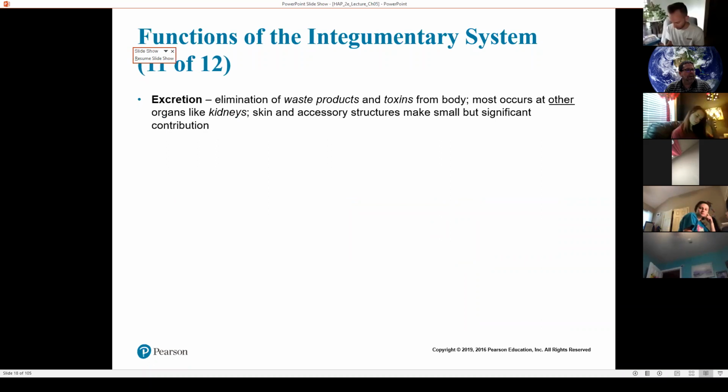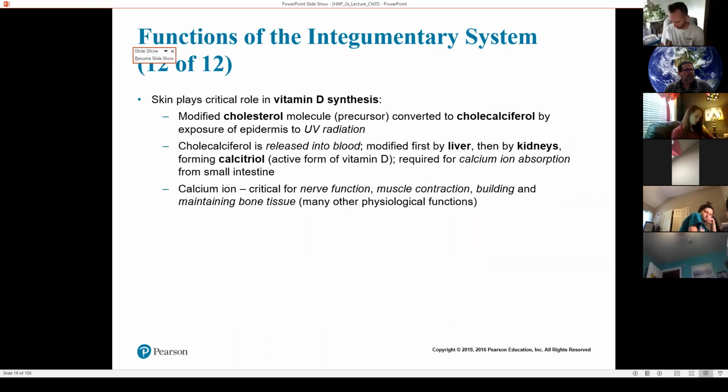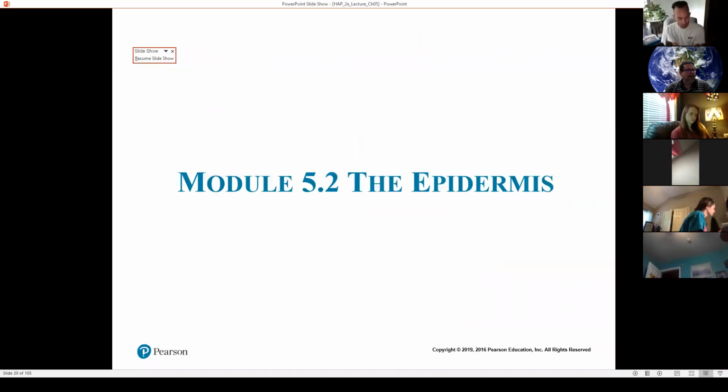And of course, we do excrete some waste products in our skin, in the sweat. Of course, our kidneys play a bigger role in that. We also can make vitamin D in our skin, so it is good to get sunlight. You need some sunlight. A lot of people don't realize that, but it is very important to get sunlight. Living in a cave is not necessarily good. We do make vitamin D that way.